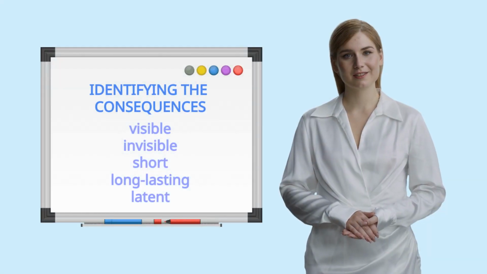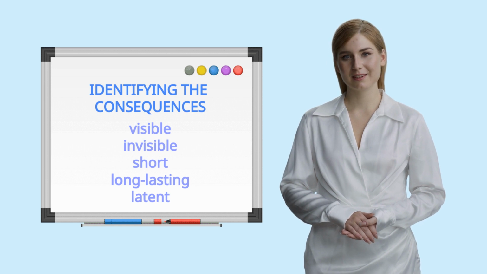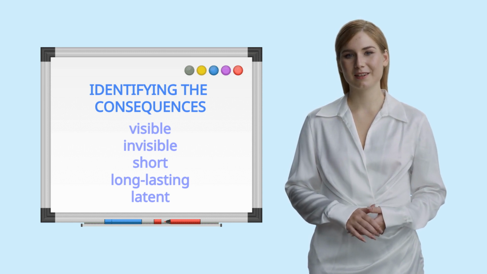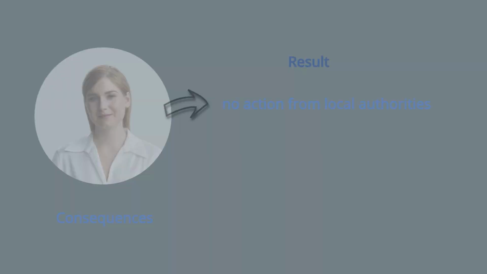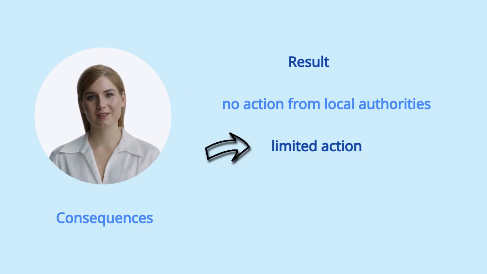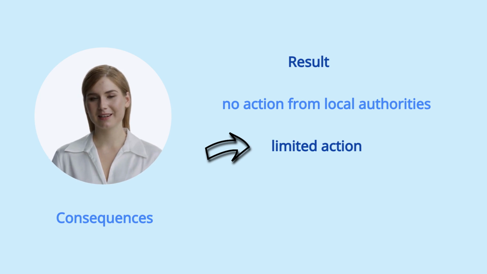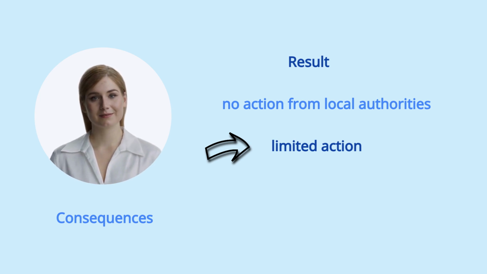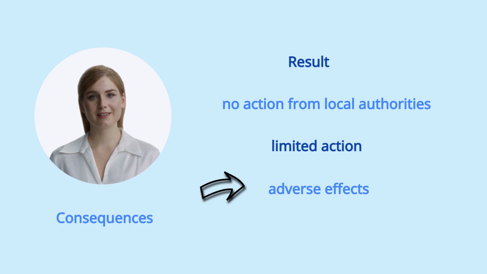As far as consequences are concerned, they can be visible, conspicuous, short, long-lasting, or latent. Furthermore, the consequences observed may be the result of no action or steps from local or national authorities, for example, the absence of appropriate measures or solutions to resolve the problem. Or limited action, for example measures that have been undertaken but have fallen short of the mark, and the problem continues. Or actions that have had adverse effects and have therefore not solved the problem.